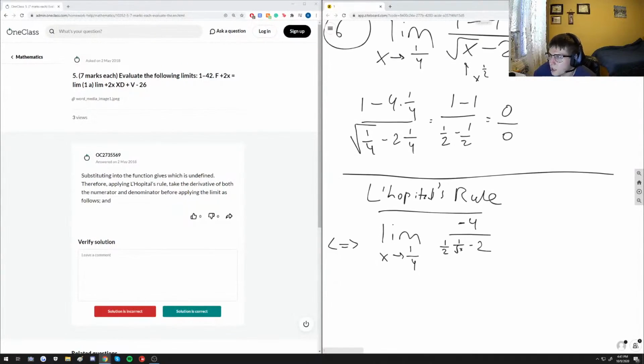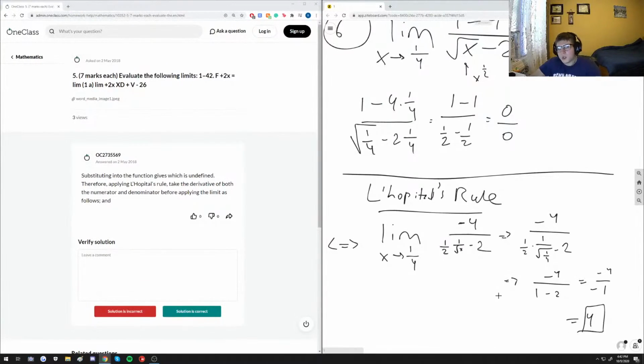Now we can see if we can plug in our 1/4 and get either a truly undefined result, or a limit that does not exist if we have a constant over 0, or any other value. So let's try plugging it in. We get minus 4 as a constant on top, over 1/2 times 1 over the square root of 1/4, minus 2. The square root of 1/4 gives us a half, and 1 over a half is 2. 2 times 1/2 is 1, minus 2, which is minus 4 over minus 1, which is 4.